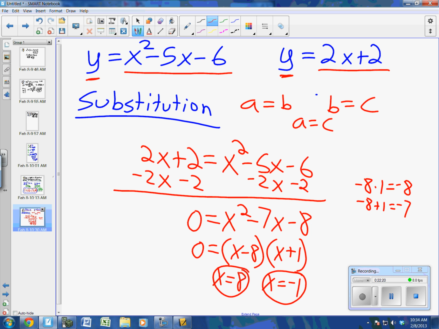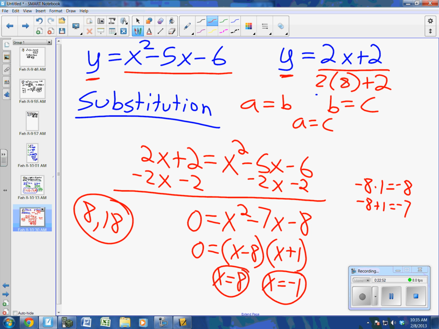So to find the y numbers, I've got to put 8 back into one of these two equations and negative 1 back into one of these two equations. It doesn't matter which equations we do. Which one's the easier equation up here? 2x plus 2. So I'm going to substitute 8 in for x in 2x plus 2. So if I go 2 times 8 plus 2, what do I get? 18. And so one of my answers is 8, 18. Because when I put 8 in up there, y becomes 18. We got to use both of them.